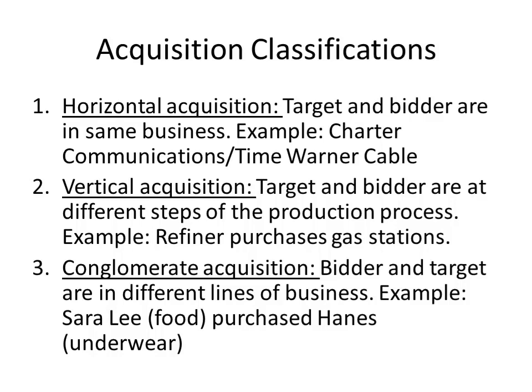And then finally, conglomerate acquisition. This is where the bidder and target are in different lines of business. One of my favorite examples, Sara Lee, a food company, purchased Hanes, an underwear company. Now what do food and underwear have in common? Not much. What would the CEO of Sara Lee know about the manufacture and sale of underwear? Probably not much. In finance, we say that conglomerate acquisitions are usually a bad idea and they destroy value.